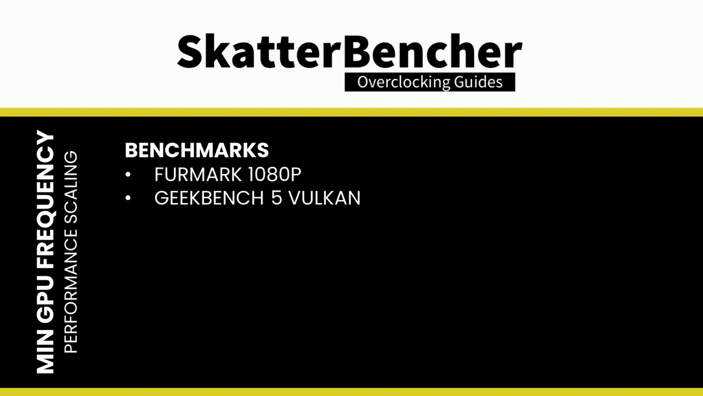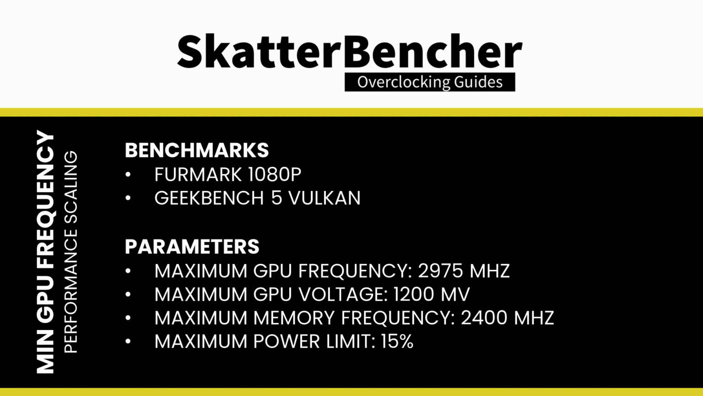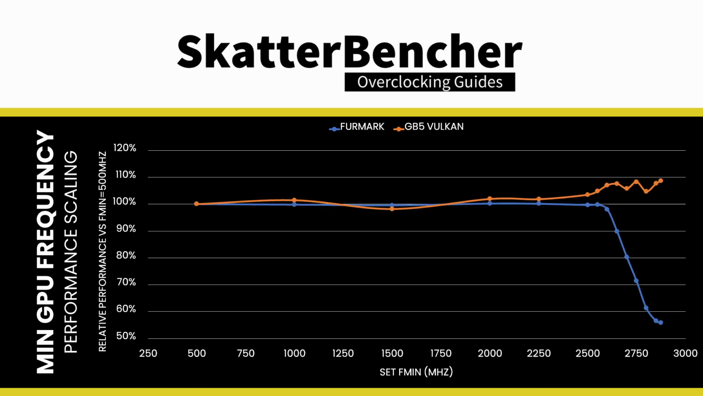To demonstrate what's going on, I tracked the relative performance improvement in two benchmarks, FurMark 1080p and Geekbench 5 Vulkan. We also set the following parameters. Then we start with a minimum frequency of 500 MHz and gradually increase to the maximum of 2875 MHz. The resulting chart looks as follows. We can see that the Geekbench 5 Vulkan performance scales up to a minimum GPU frequency of 2875 MHz. With FurMark, however, the performance drops sharply if the minimum GPU frequency exceeds 2600 MHz.